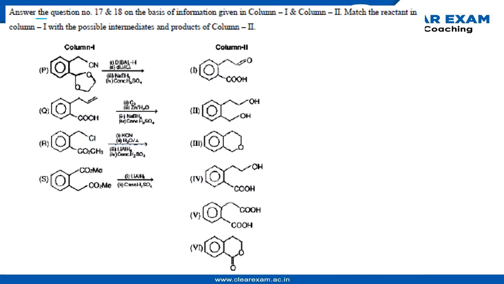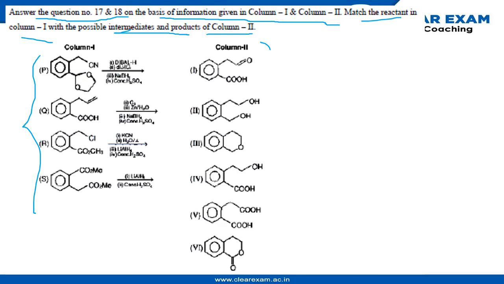The question is, answer question numbers 17 and 18 on the basis of information given in columns 1 and 2. Match the reactants in column 1, that is, these are the reactants, with the possible intermediates and products of column 2. Okay, so these are the intermediates and the products.